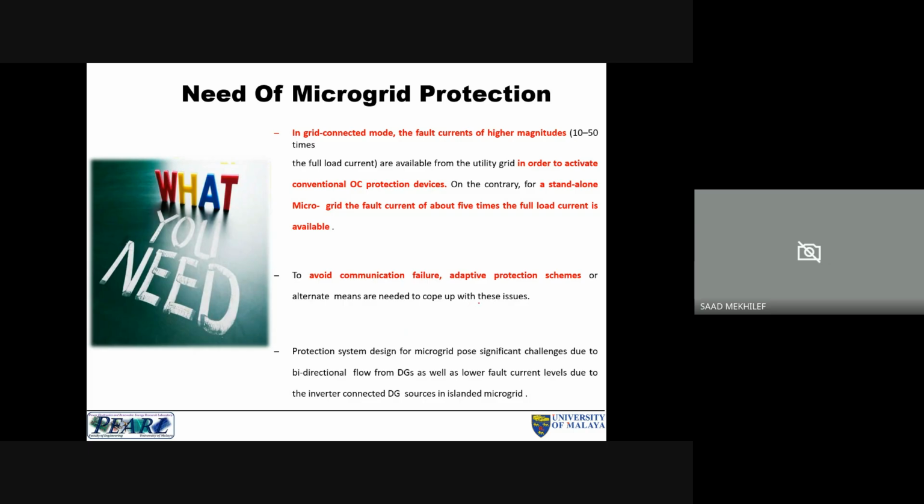The second part of the discussion will be on the need for protection of microgrid. What do we need in the protection? The microgrid can be operated in two modes. In grid connected mode, the fault current is of higher magnitude. Because it's a grid, the fault current can be very high.